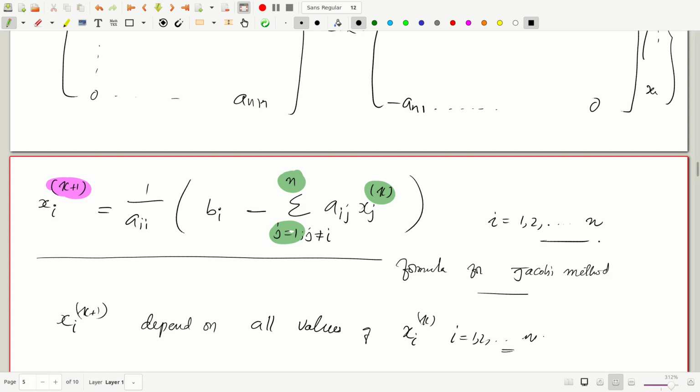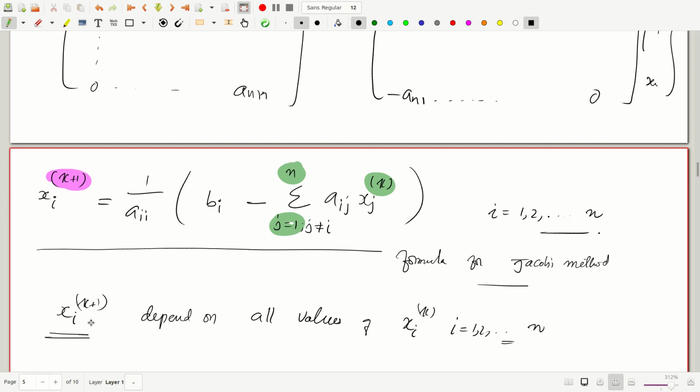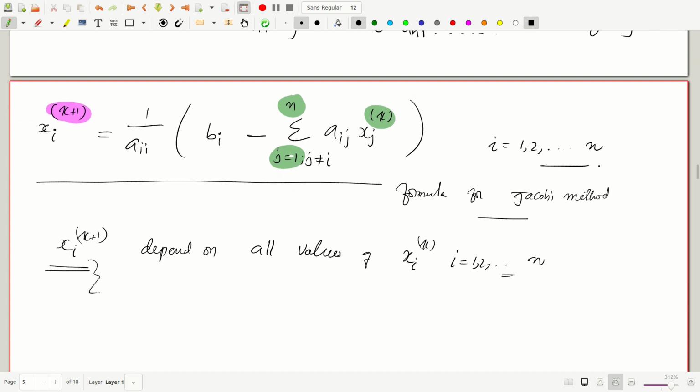But that's not a problem because the memory is shared. As a result, x_i^(k+1) can be computed in parallel, because these are all independent. The computations of x_i^(k+1) are independent, so they can be executed in parallel. All right, so that introduces the Jacobi algorithm.